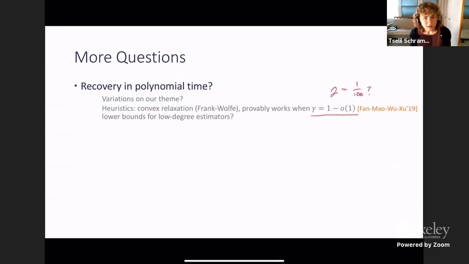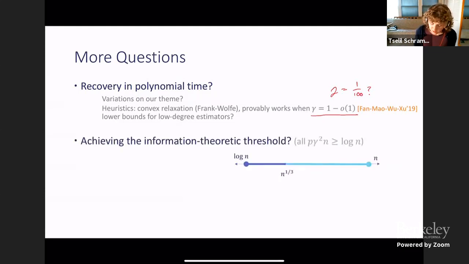Another possibility is that you really require quasi-polynomial time for this approximate graph isomorphism in random graphs. And I guess seeing lower bounds for that would be pretty exciting. So can you prove lower bounds, for example, in this low degree estimation framework for this problem?